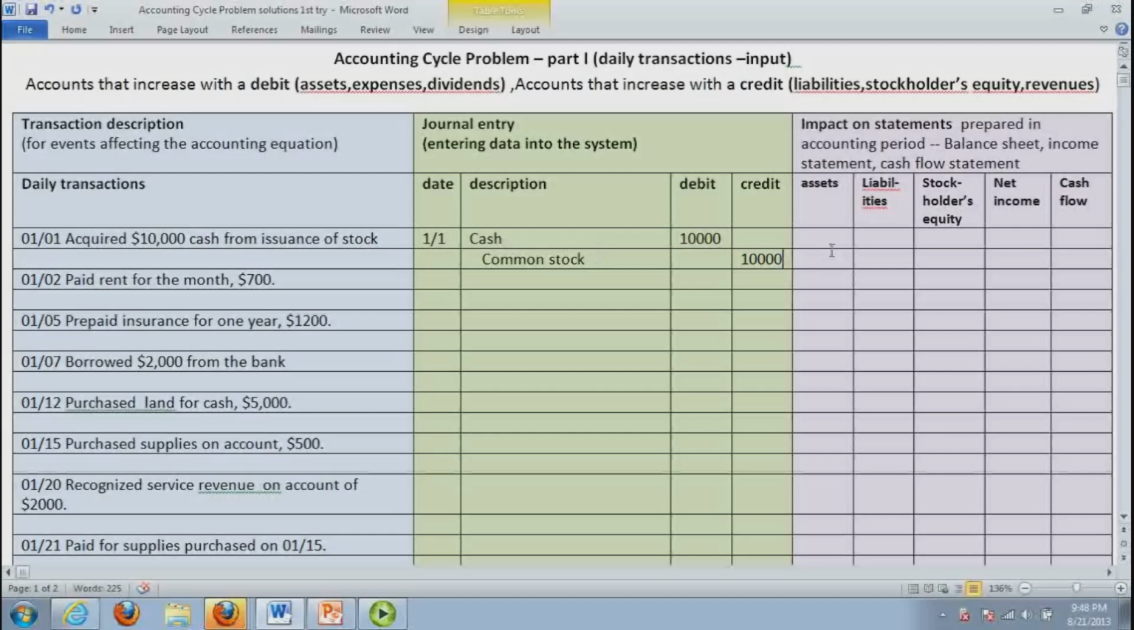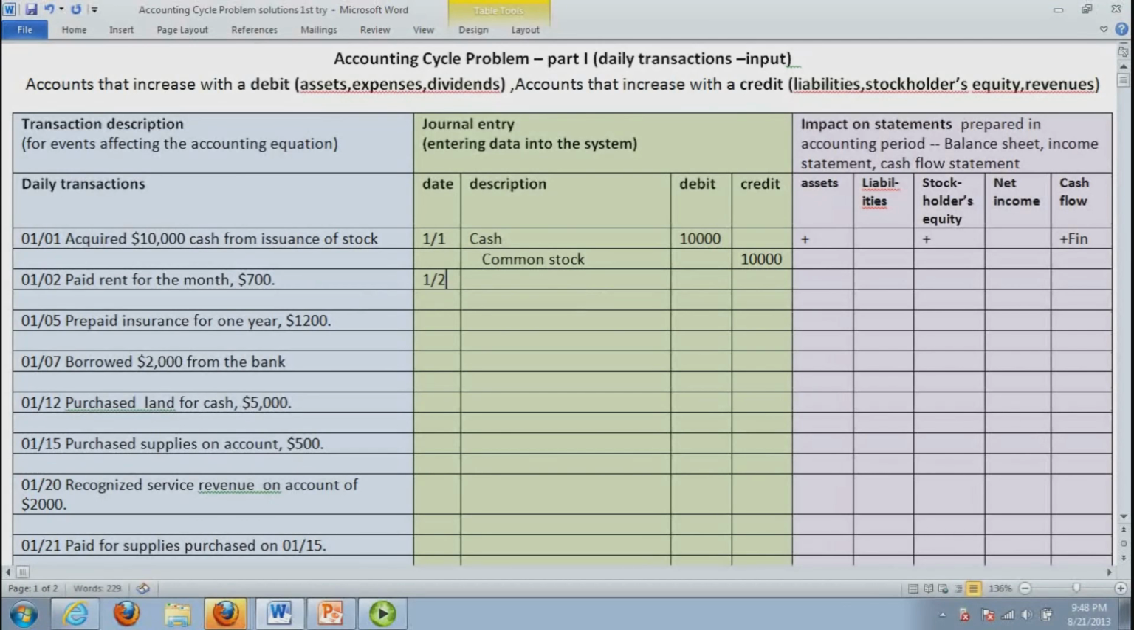Looking at the balance sheet, we find that we have more resources, so our assets have gone up, and stockholders' equity is also increasing. No impact on the income statement, no revenues or expenses, and cash flow is increasing, and that's a way of raising money, so it's financing.